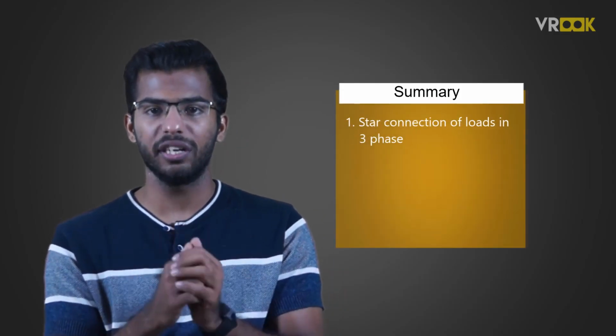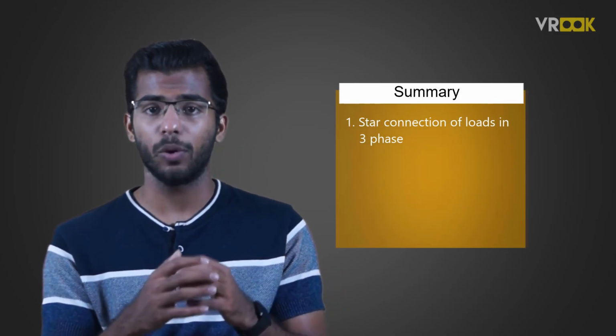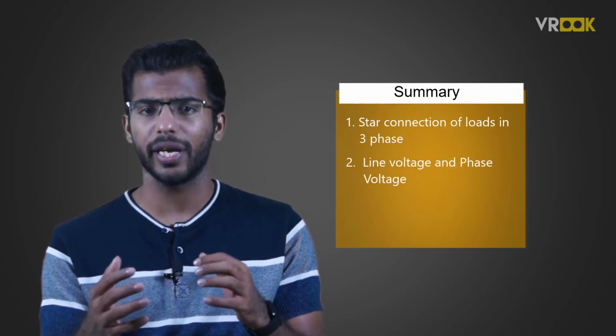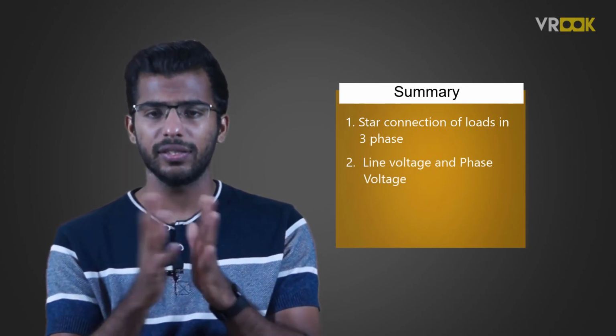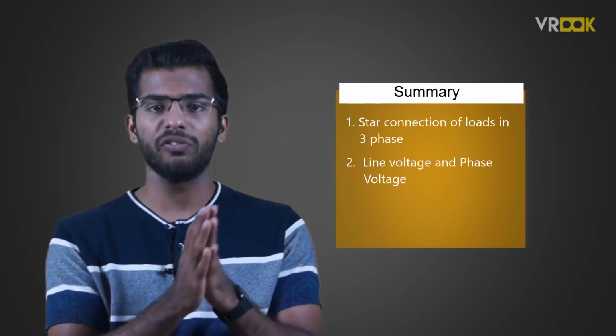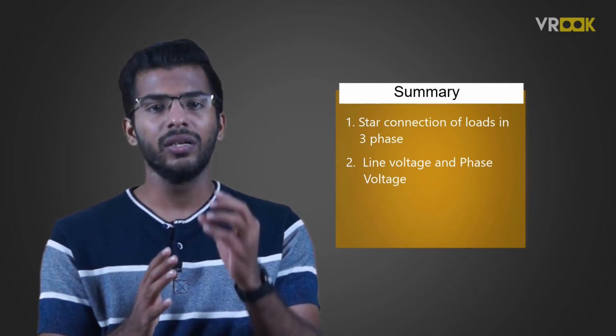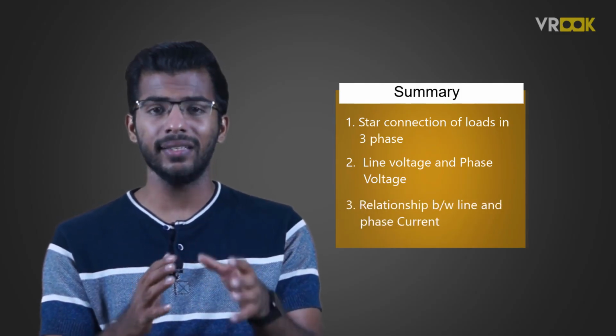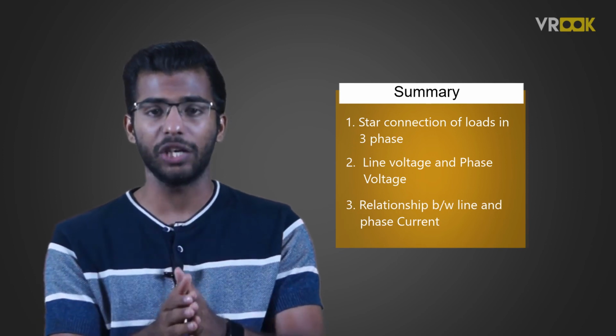This is all about star connection in three-phase system. To sum up, we learned star connection of loads in three-phase. After that, we learned about the line voltage and phase voltage, which is VL is equal to √3 times VPH. And finally, the relationship between the line and phase current, which are equal. In the next video, we learn about delta connection of loads in three-phase system. See you there.